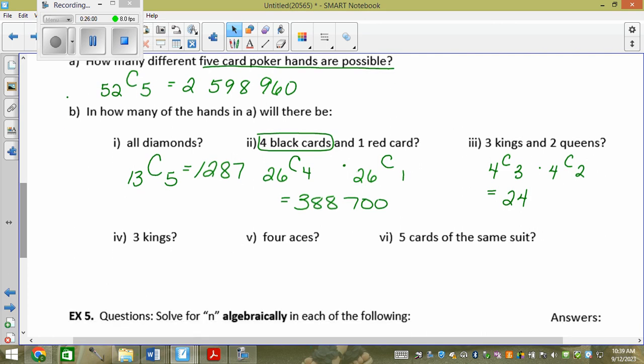What is the problem? You only choose 3 cards. Yeah, I'm only choosing 3. How many do I need?